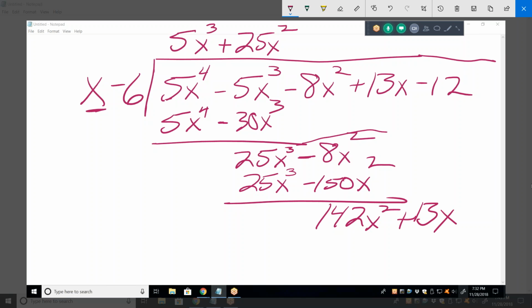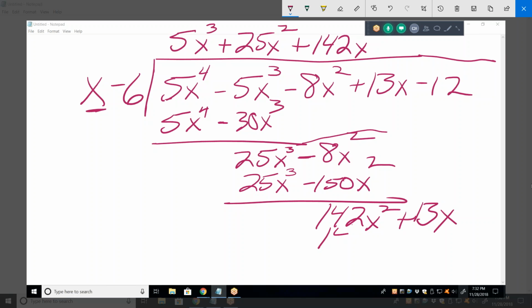So then that would be 142x squared. Notice that every term gets 1 less power. We're dividing a quartic by a linear factor, so I know I'm going to end up with a cubic. My first term of my cubic is going to be x cubed, the next term is going to be x squared, the next term is going to be x, and the next term is going to be a number.